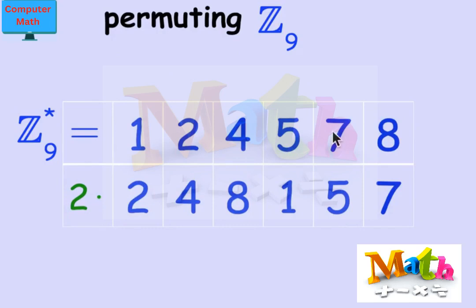2 times 7 is 14, translates into 5. 2 times 8 is 16. Mod 9 translates into 7. And as claimed, look at this. Here's 2, 4, 8, 1, 5, 7. It's the same numbers as 1, 2, 4, 5, 7, 8, just in a different order.